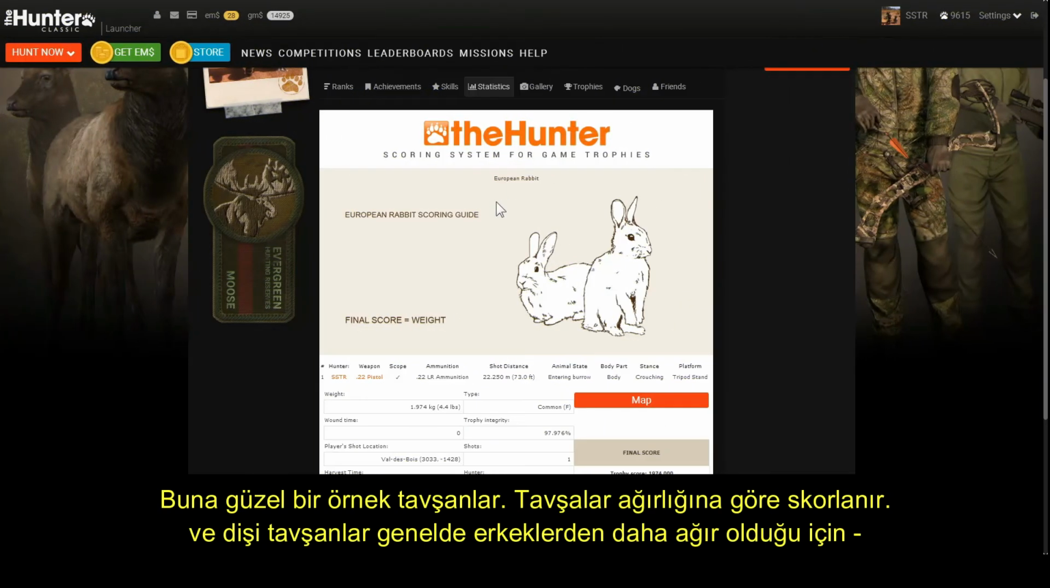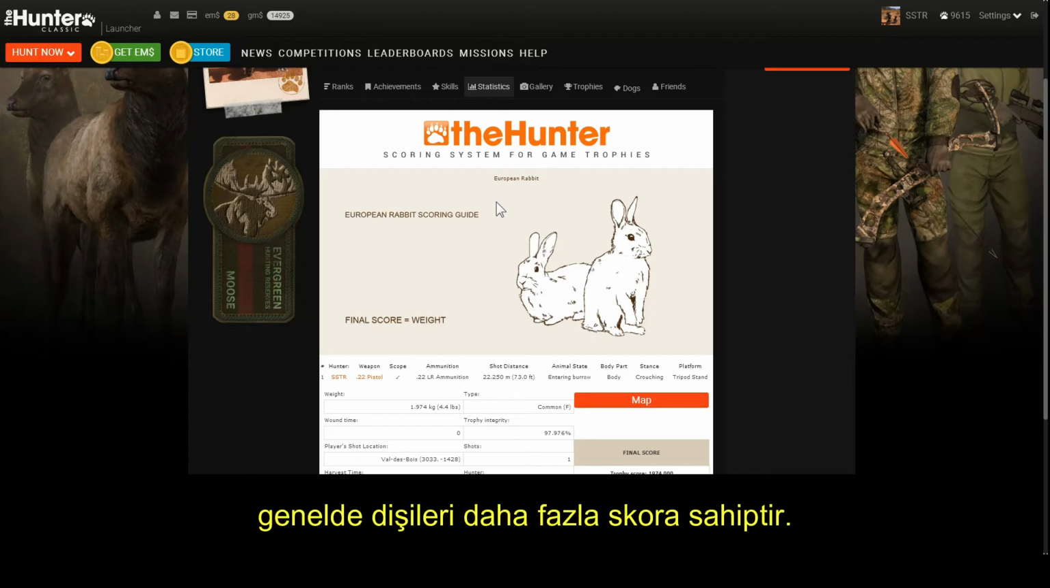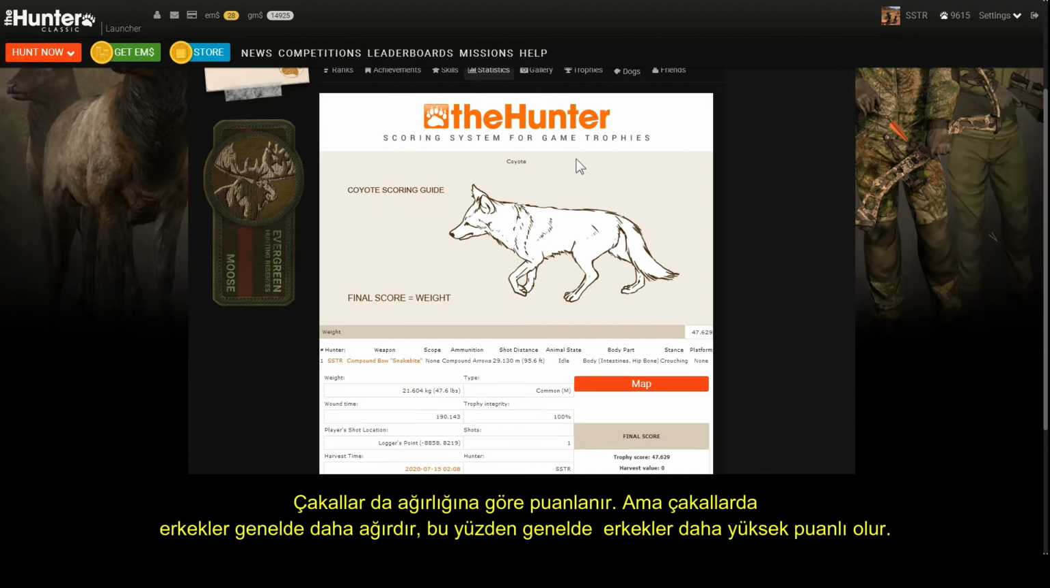A good example of this would be rabbit species. Their final score is determined by their weight, and since female rabbits weigh more than the male ones, usually females have much higher scores than the male ones. Some of the species like coyote have final score equal to weight as well, so they are easy to tell if their score is going to be higher or lower by looking at their weight. Note that in coyote, males are usually heavier than the females. Therefore, males usually give more points than the females.